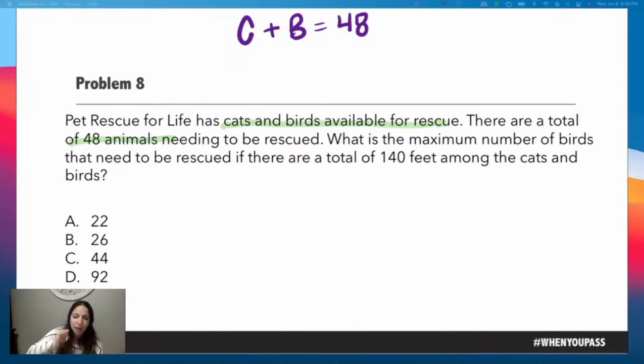So I'm actually going to do answer choices first. So if they're asking what is the maximum number of birds, I'm going to call this birds because that's what we're solving for.